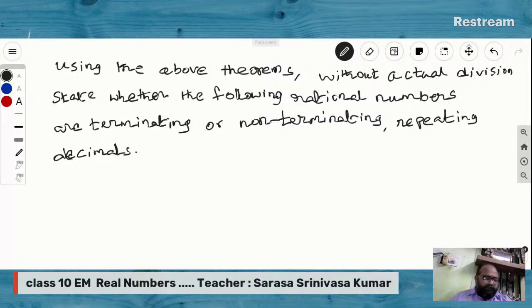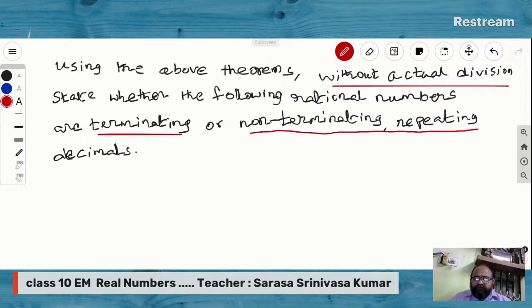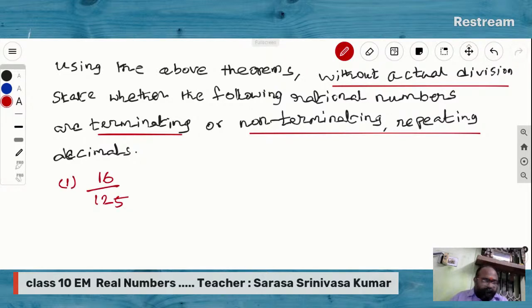So here the condition is that we should not divide. The statement is without actual division. We should state whether the given rational number is terminating or non-terminating repeating decimal. So the first problem is 16 by 125.